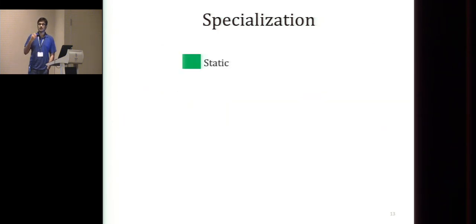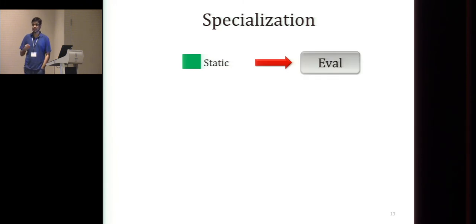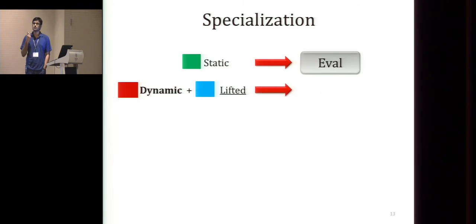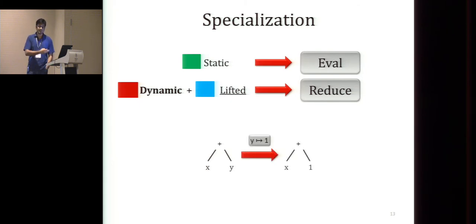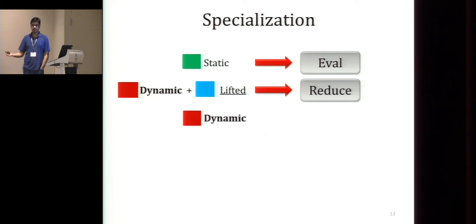BTA ensures congruence, and congruence ensures that static expressions and statements can be completely evaluated. So the specializer uses a primitive called eval for evaluation. It uses a primitive called reduce to residuate code for dynamic statements with lifted expressions. Reduce is usually implemented by simply substituting values for variables in the abstract syntax trees of expressions and statements. Finally, if a statement is completely dynamic, then the specializer just emits it.